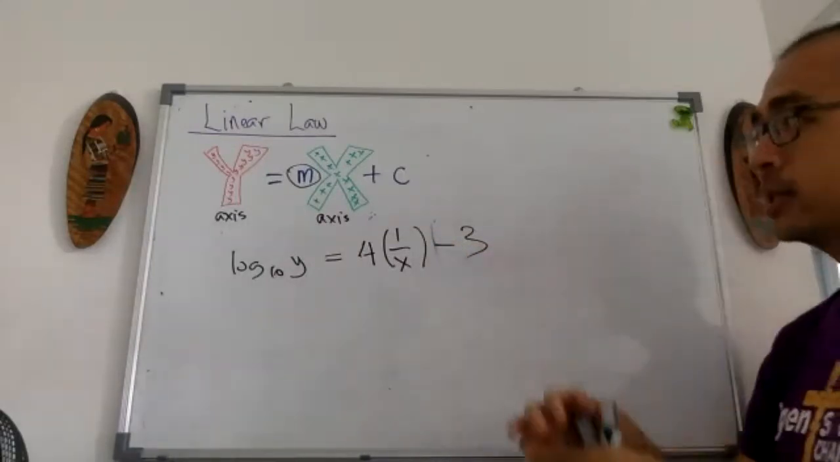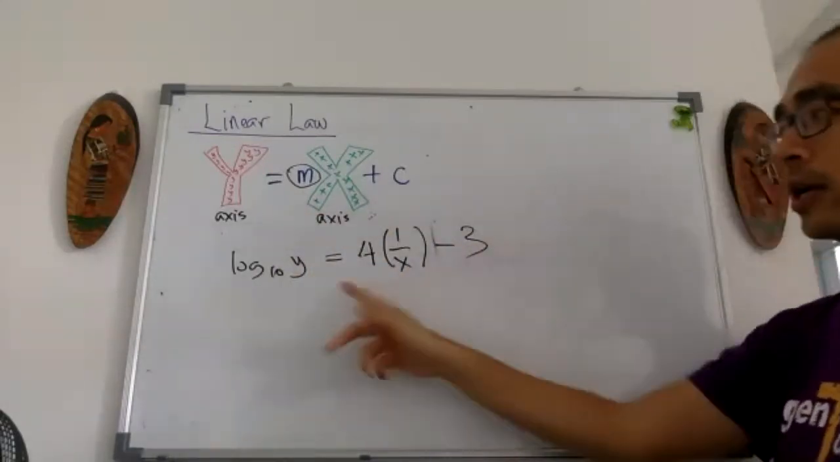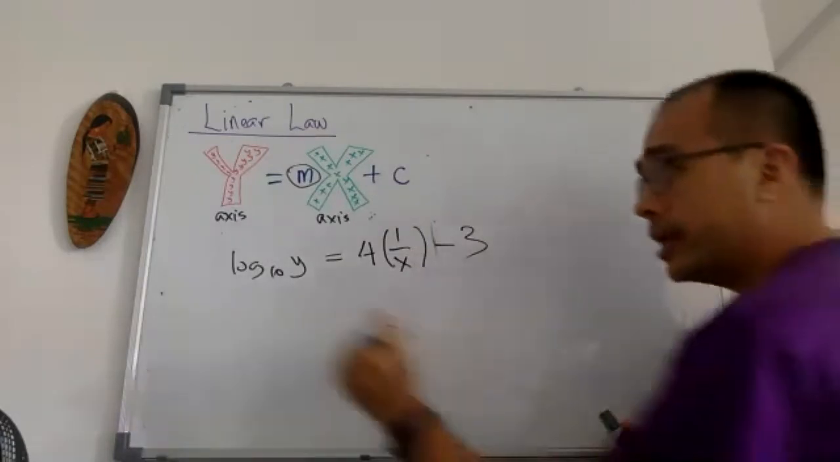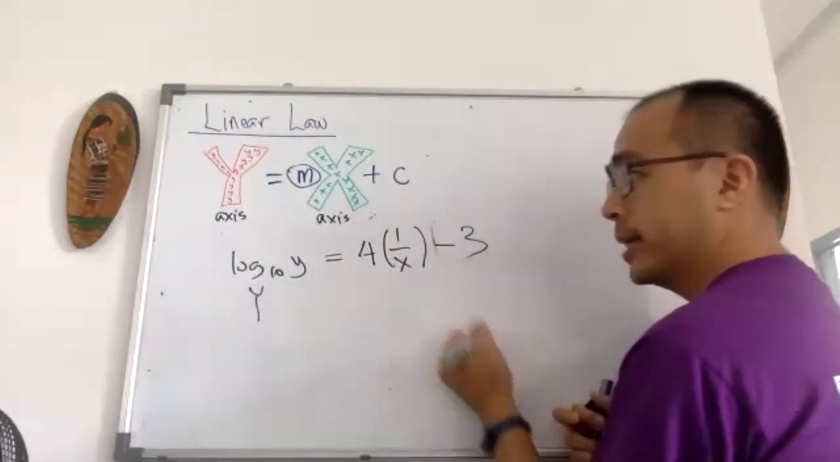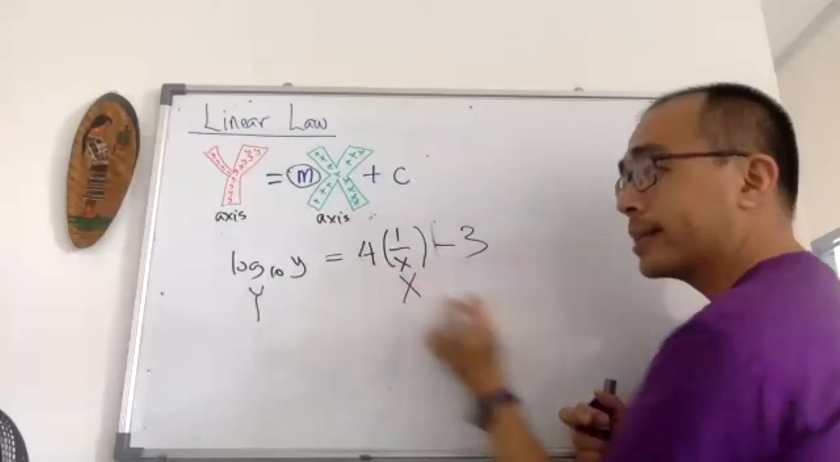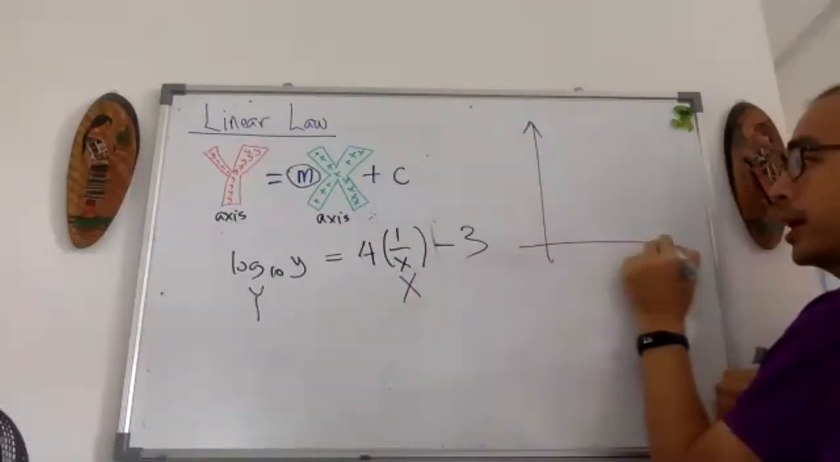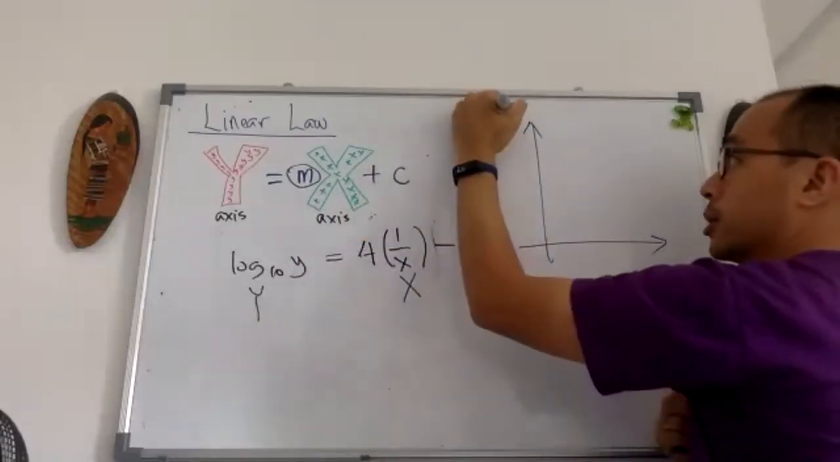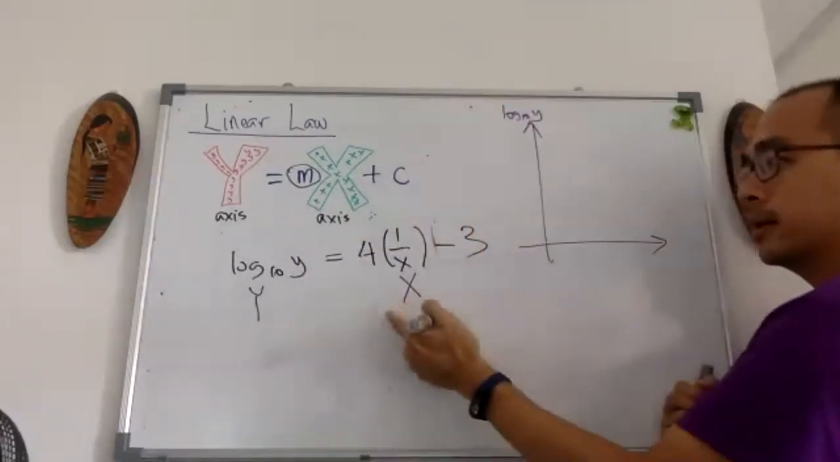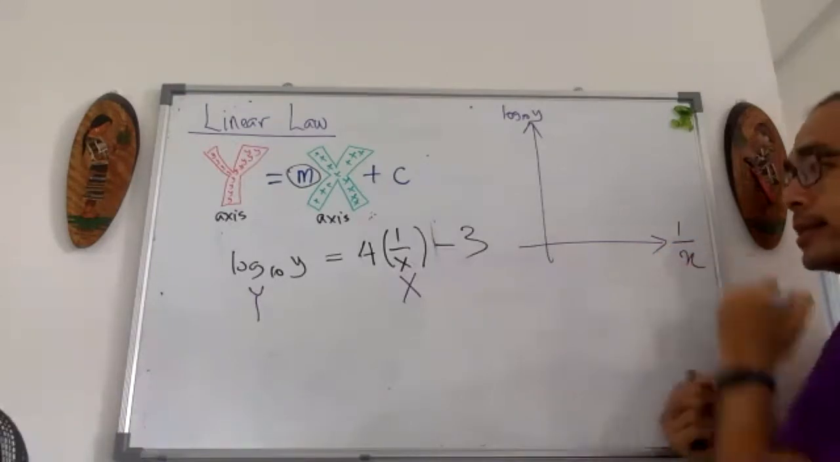Now, again, look at the form. We know that this will be the y-axis, and this one will be the x-axis. So let's plot it out. First, we sketch it. This one will be log 10y, and this one will be 1 over x.